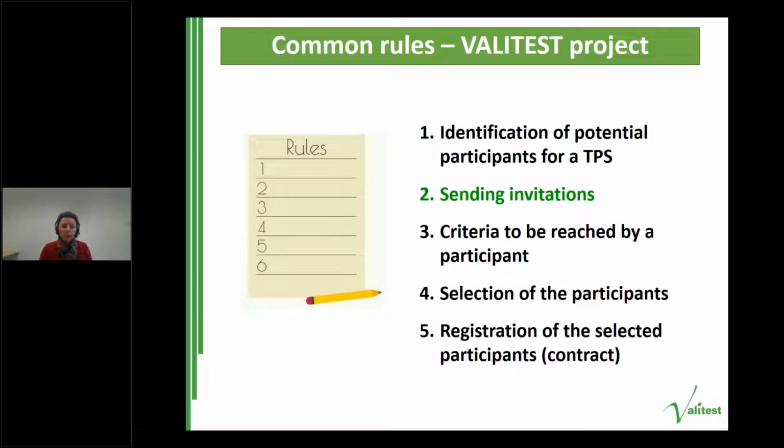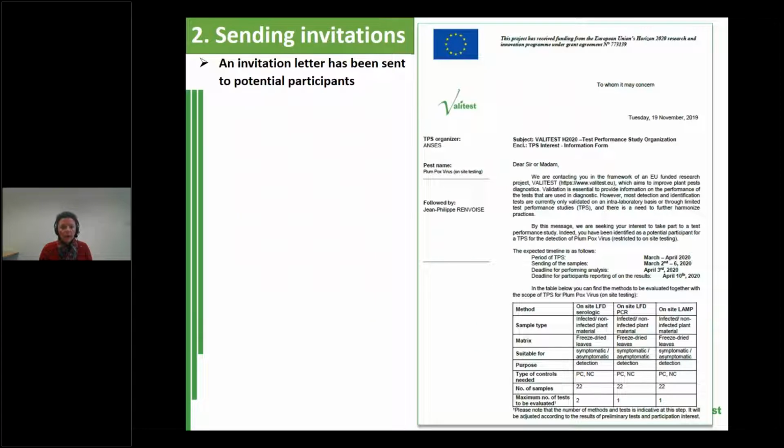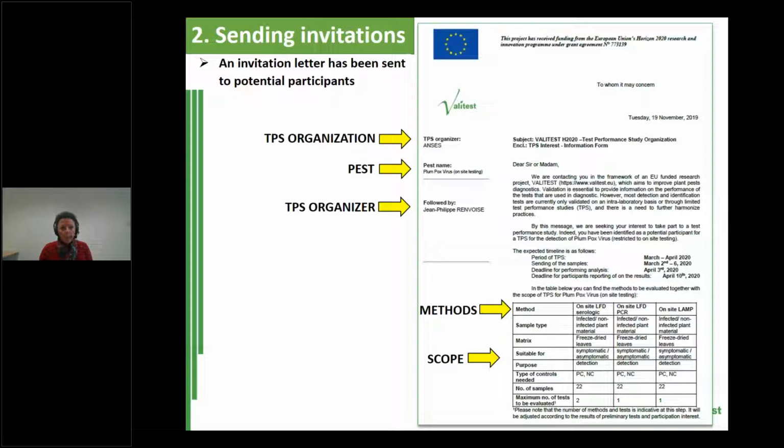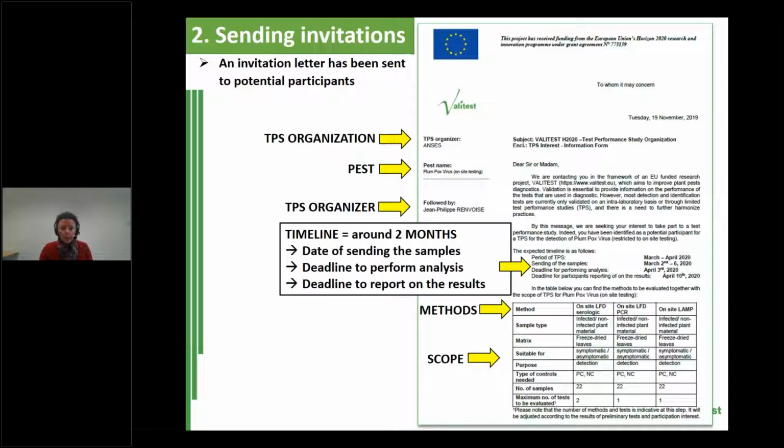So now I'm going to present you the document that has been sent to the potential participants in order to invite them to participate in the TPS. An invitation letter has been sent to the potential participants, and in this invitation letter, different elements were mentioned: the TPS organizer name and its organization name, the test, the methods included in the TPS and the scope, and the timeline to realize the TPS.